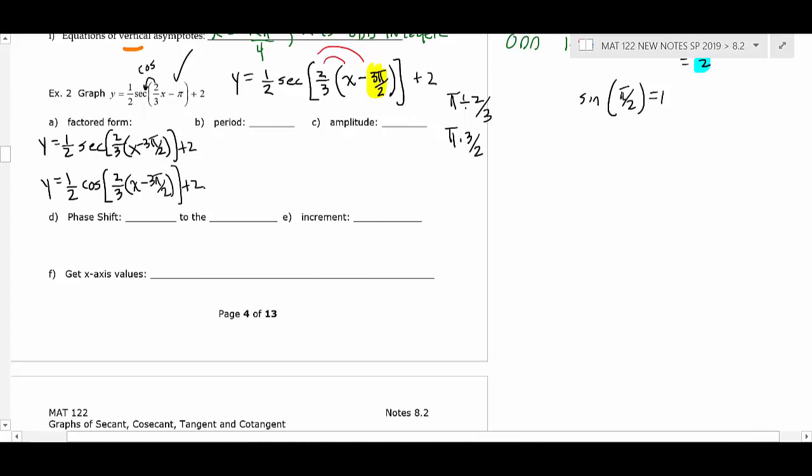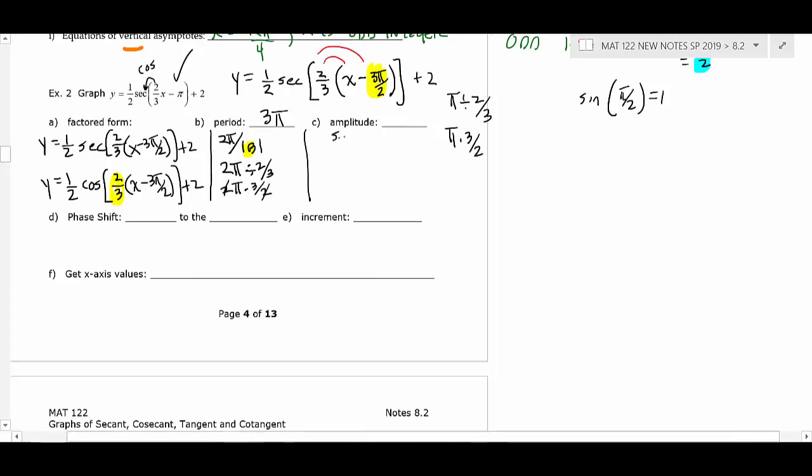We're going to do the basic things we've been doing. How do you find the period of a cosine? 2 pi over b, exactly. In this case, b is 2/3, so we have 2 pi divided by 2/3. That is 2 pi times 3/2. The 2's divide out, so you have a period of 3 pi. In this case, the period is larger than the original 2 pi.